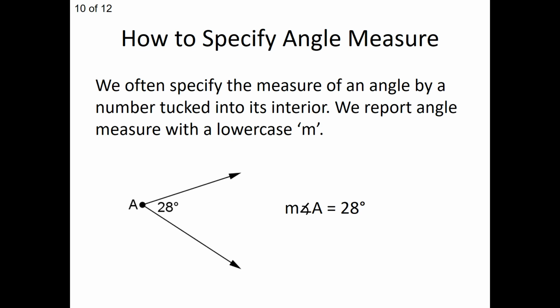Now, when we talk about the measure of an angle, one quick note. If we write that out symbolically, we put a little m in front of the angle name. That m represents the measure of. So when I read this equation, it really reads as the measure of angle A equals 28 degrees.